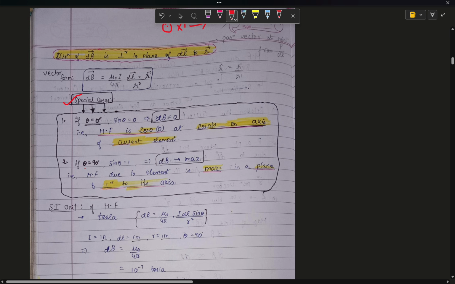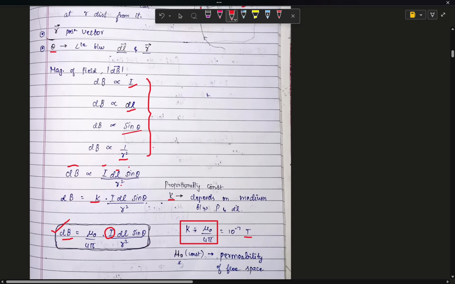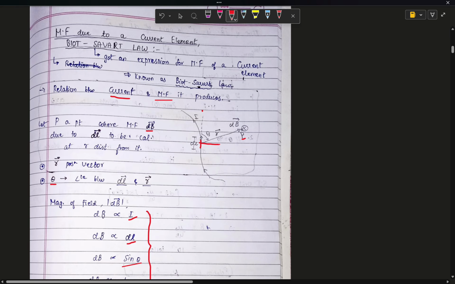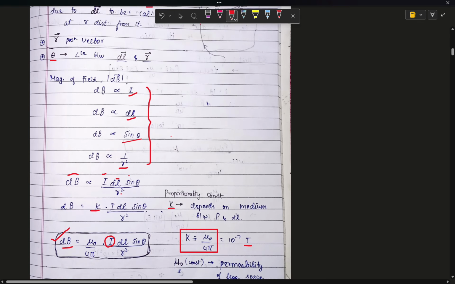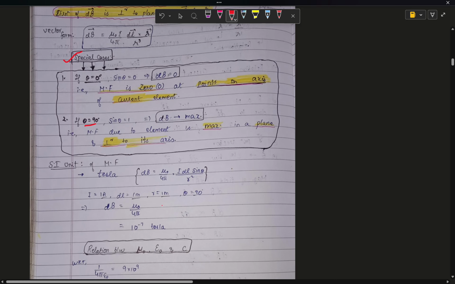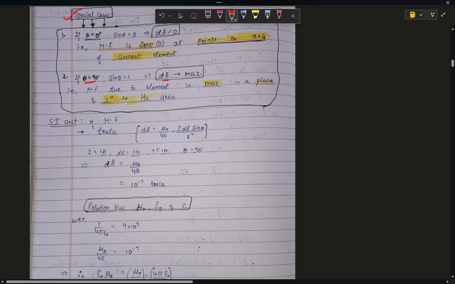Similarly, if the angle is 90°, meaning the point is exactly at a 90° position, the magnetic field will be maximum, because the maximum value of sine theta is 1. So in that case, the magnetic field produced will be maximum. That is why I have written this. The unit is Tesla. We can take the units and derive it: take the values and the maximum value for theta, and you get 10 power minus 7.